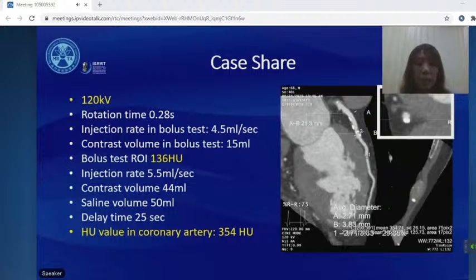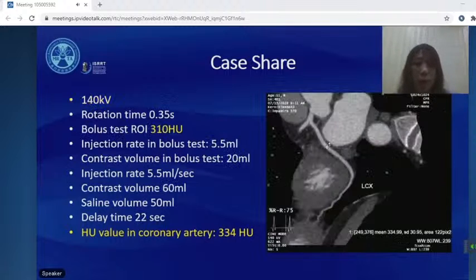And this is the second case, which is 120 kV. The injection rate in the bullet test is 4.5 ml per second. The acquired attenuation value of the ROI in the aorta is 136 HU, which means the concentration of the contrast is not enough. So we increased the injection rate to 5.5 ml per second in the CCTA scan. Contrast volume is 44 ml. In the end, we got an attenuation value of 354 HU in the coronary artery.